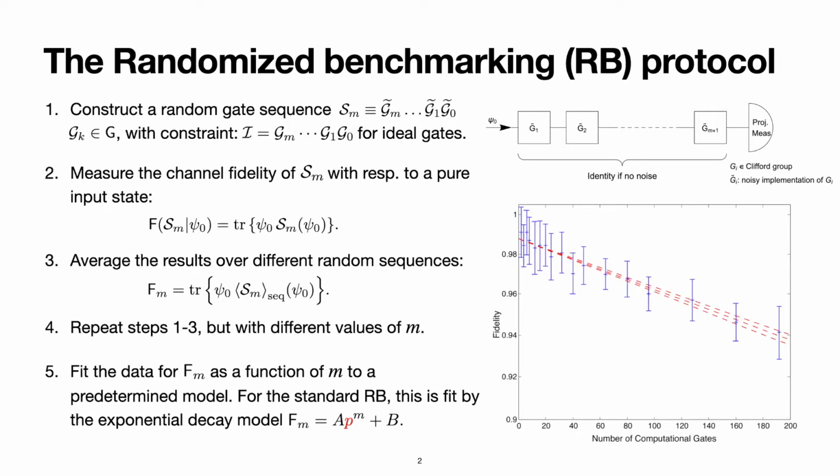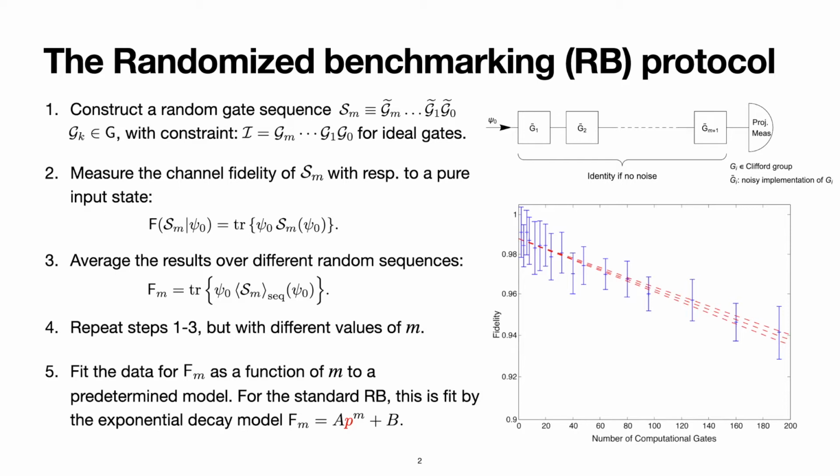After preparing the random sequence, we feed it into an initial state psi 0 and measure the channel fidelity of S_M with respect to psi 0. This figure would vary across different random sequences, so we may take many different random sequences of the same length and calculate their average in step 3. This produces one data point in the graph shown here. To get the full set of data, we repeat step 1 to 3 with different values of sequence length m. Finally, we fit the data for F_M as a function of m to a predetermined model.